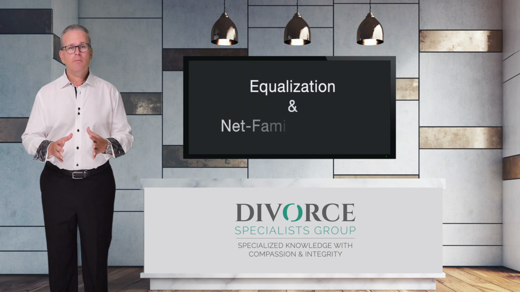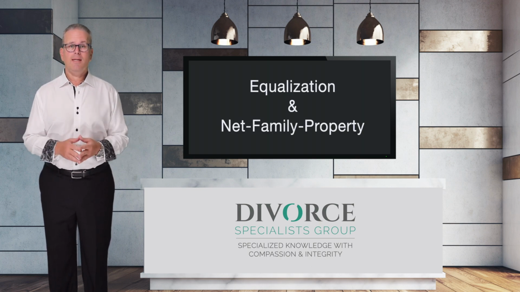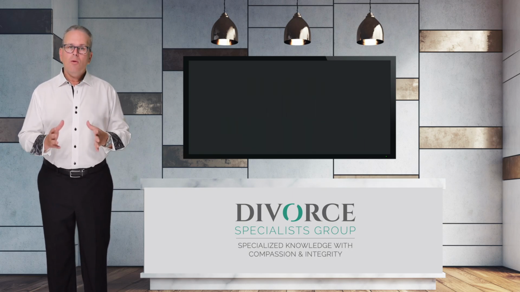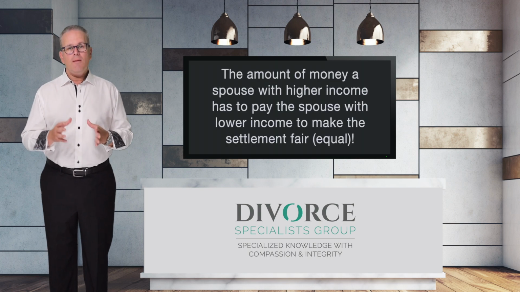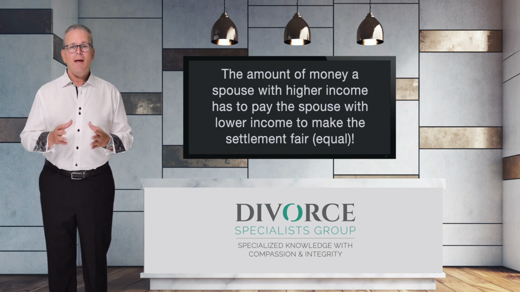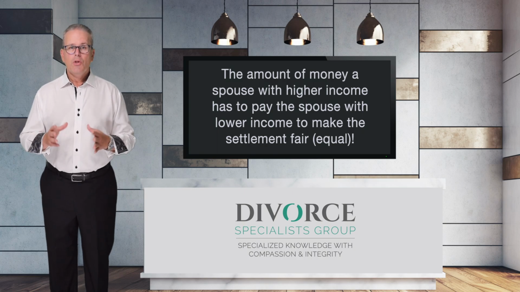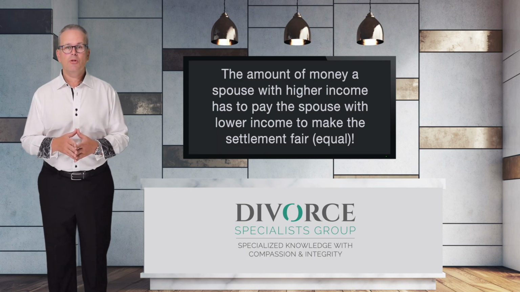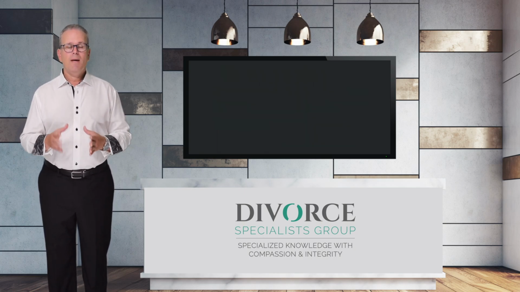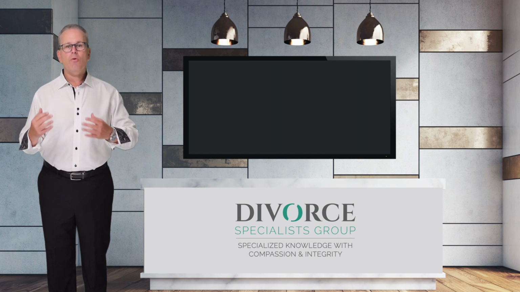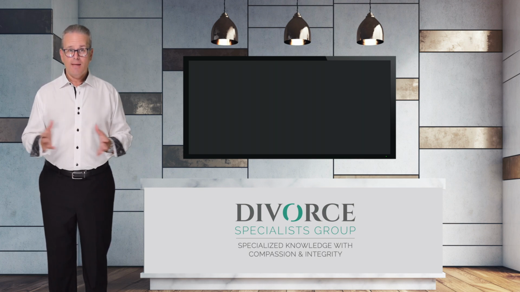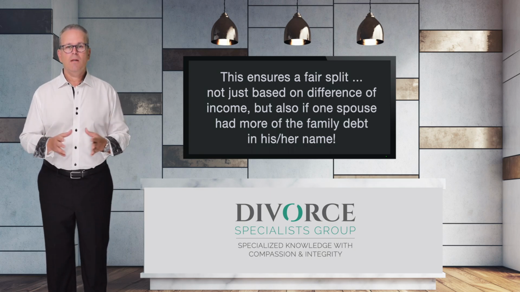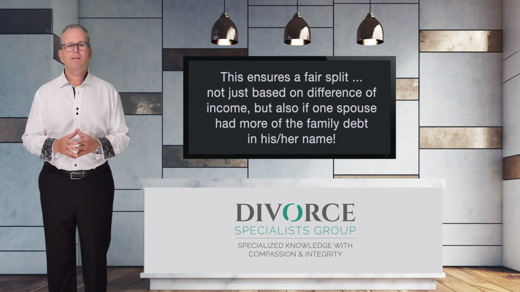Now, have you ever heard the terms equalization, equalization payment, or net family property and wondered what they mean? An equalization payment is more or less the money that the spouse with the higher total has to pay the spouse with the lower total. The purpose of an equalization payment is to put both spouses in, well, an equal position. The result is that both spouses end up owning the same total value of their property and assets. So if one spouse put more of the debt or expenses or credit lines in their name, it all must balance out in the end.